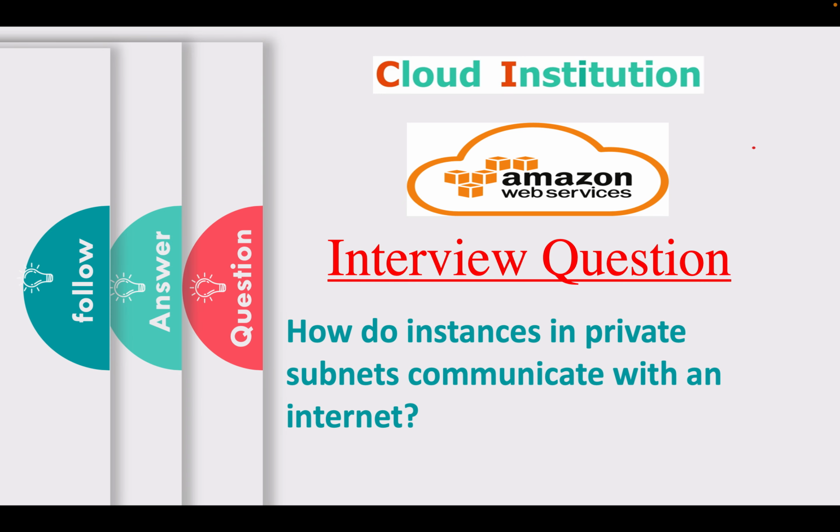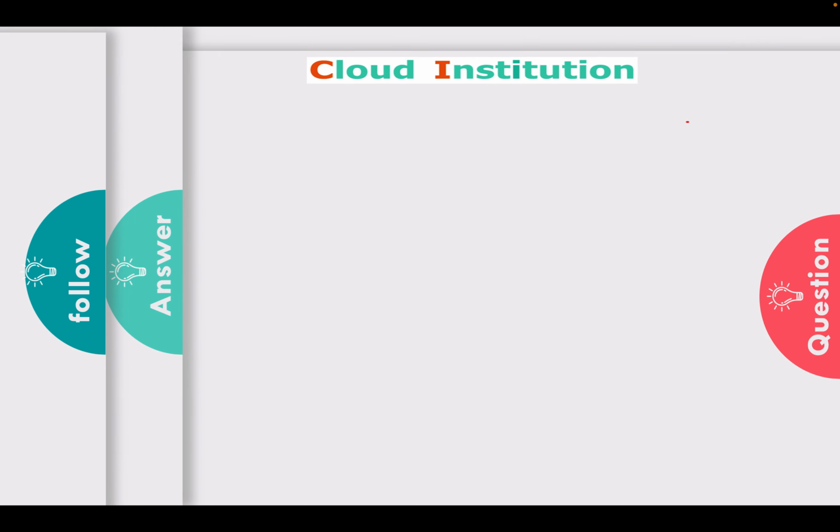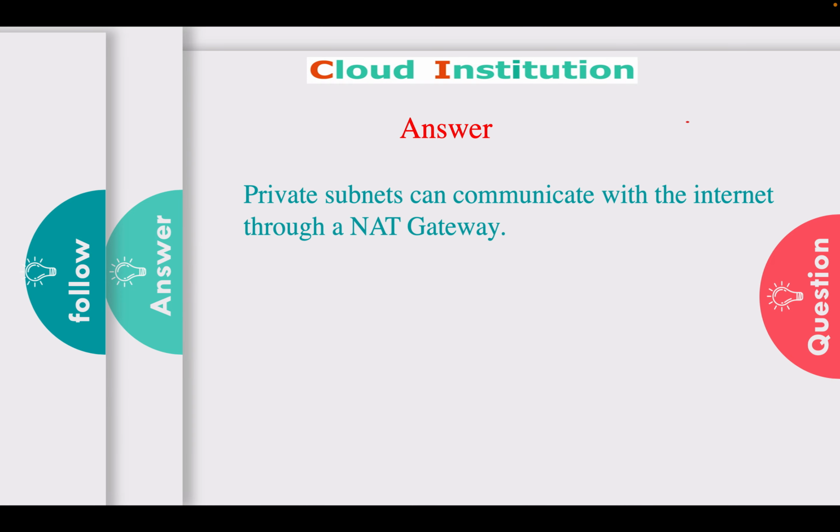Today we are going to see another important interview question. That is, how can instances in private subnets communicate with the internet? Okay, so this is the question. The answer should be that all the instances in the private subnets can communicate with the internet through a NAT gateway.